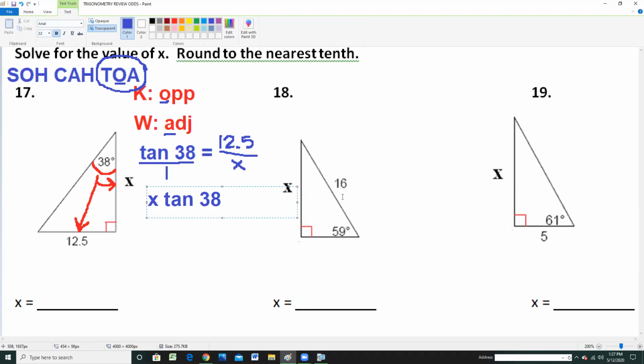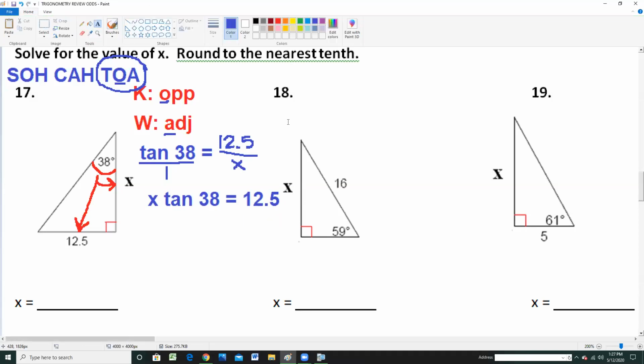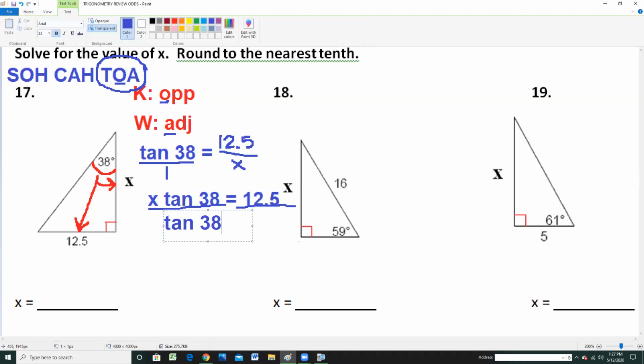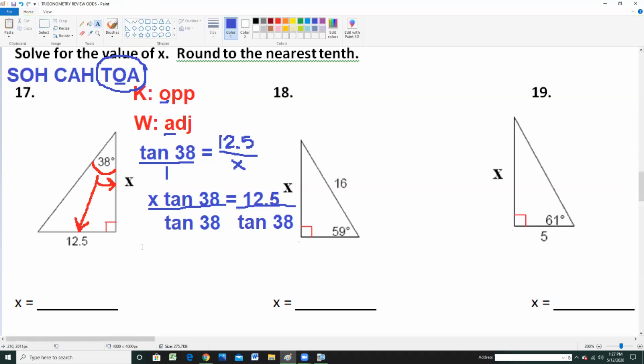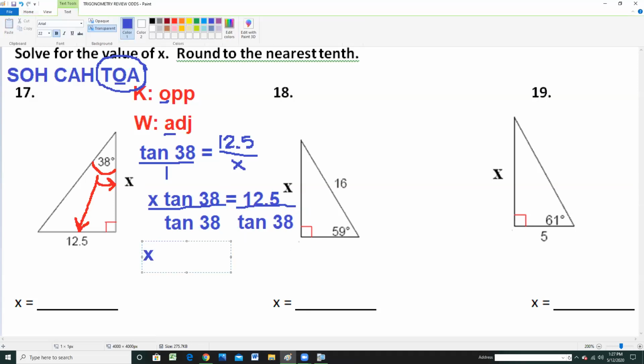Because the truth of the matter is the tangent of 38 is really just a number. It's really just something that you could throw into your calculator and get a number. It's really not a big deal at all. So since we know it's just a number, let's just divide both sides by it and get it over with. And we'll get our answer. So x equals, and then we're going to get our calculator out.